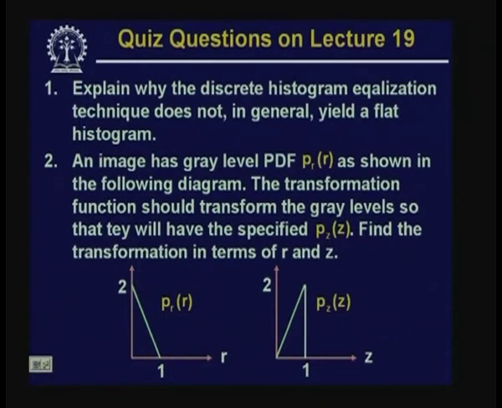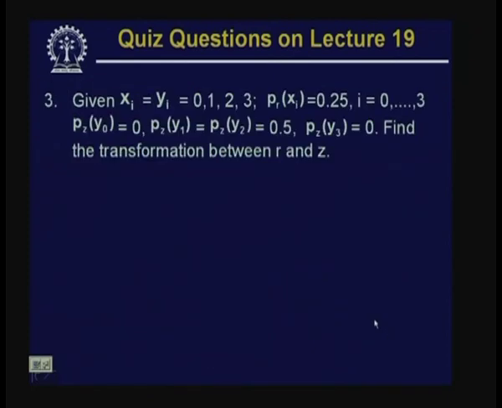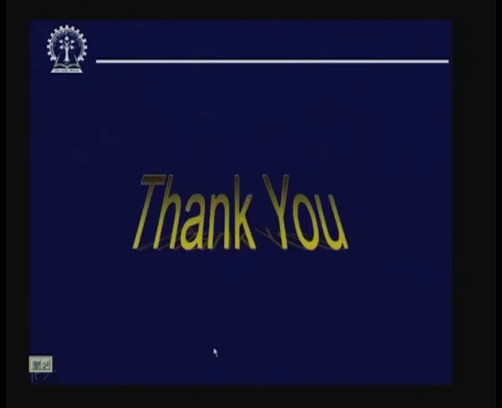Now, coming to today's questions. The first one: explain why the discrete histogram equalization technique does not in general yield a flat histogram. The second: an image has a gray level PDF p_r(r) as shown here, and the target histogram is as shown on the right. We have to find the transformation in terms of r and z, that is, the mapping from r to z. The third question gives two probability density functions, and again you have to find the transformation between r and z.